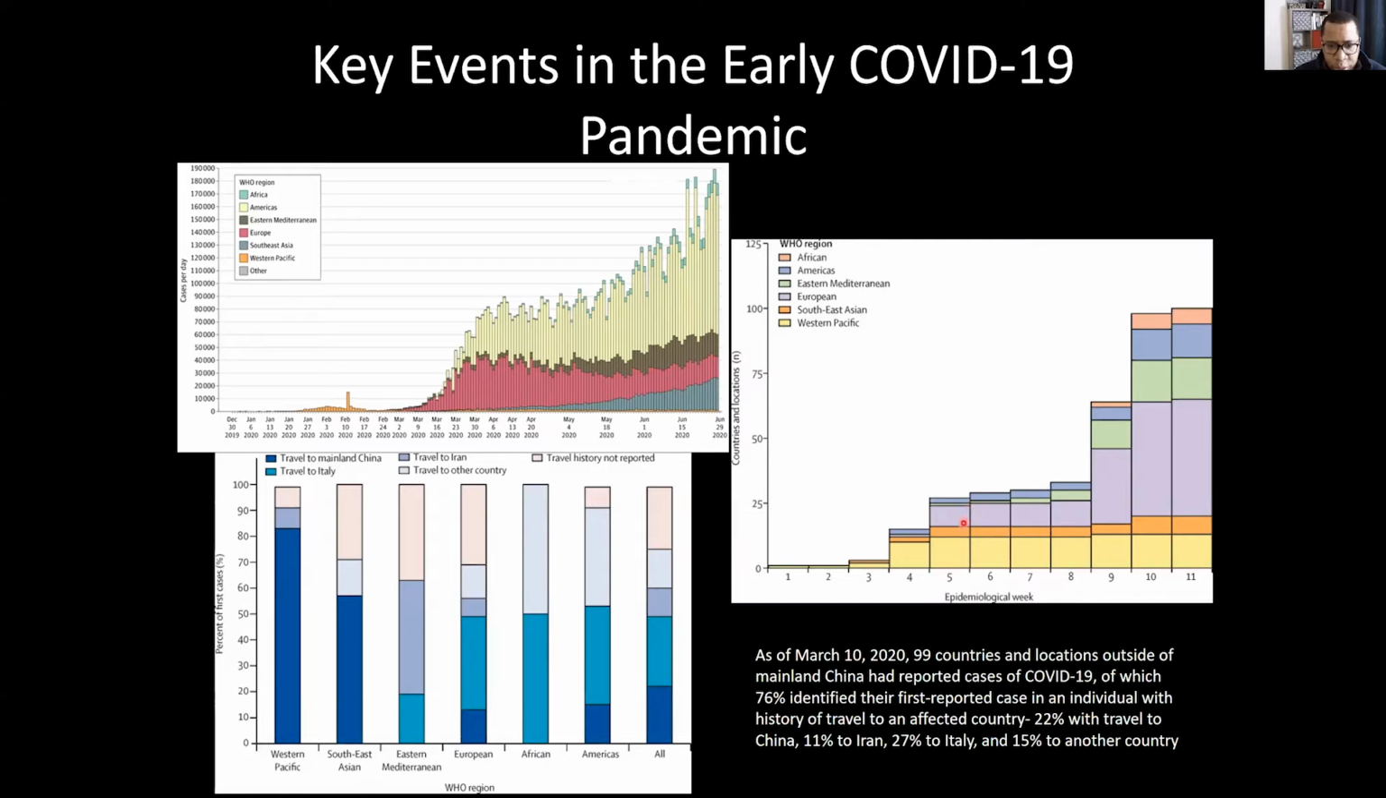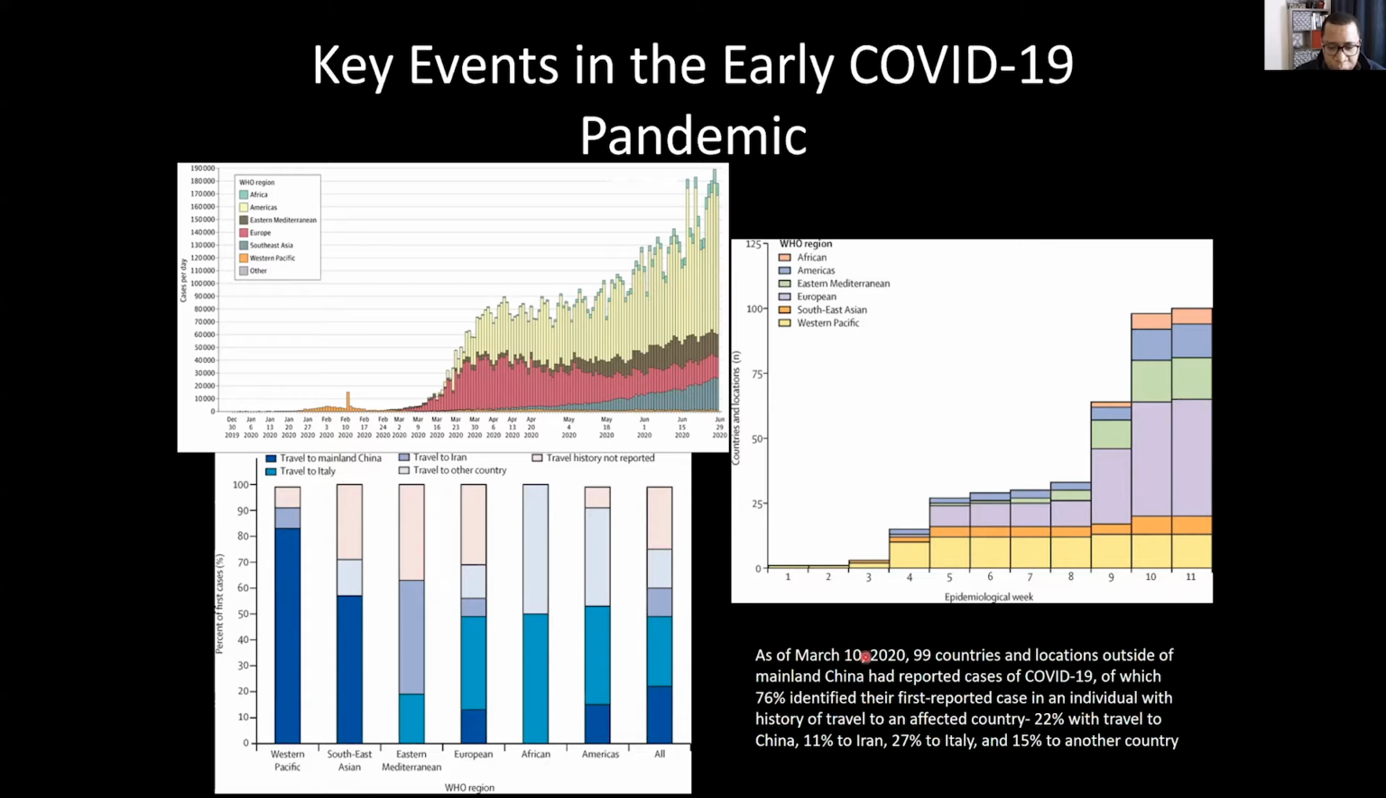This graph over here just shows you again that just weeks after the pandemic, it took a while for Africa to be involved, and when it was, a relatively small contribution compared to the rest of the world.